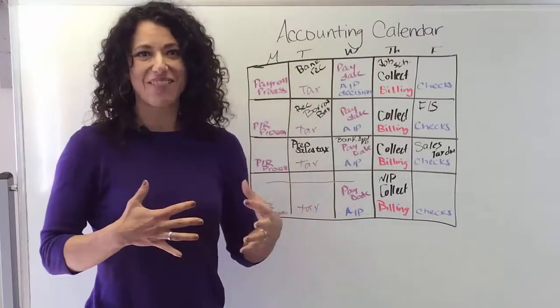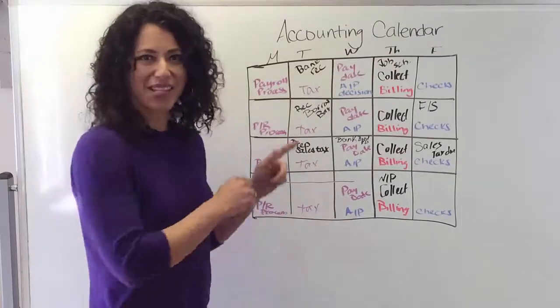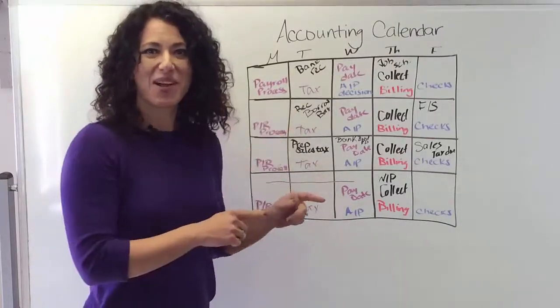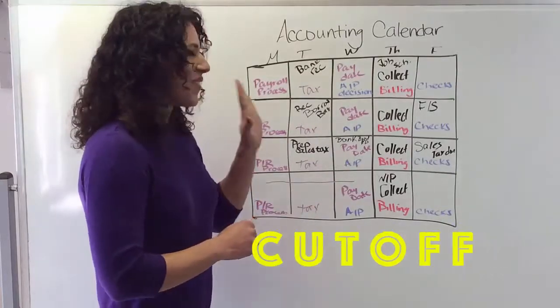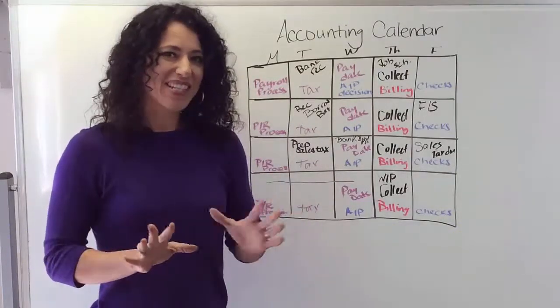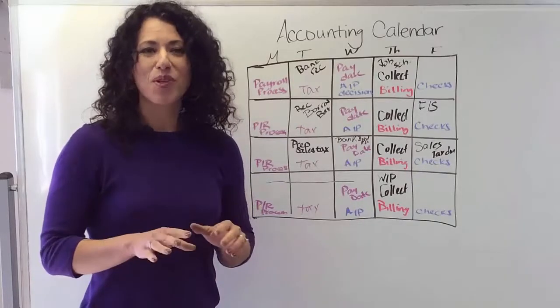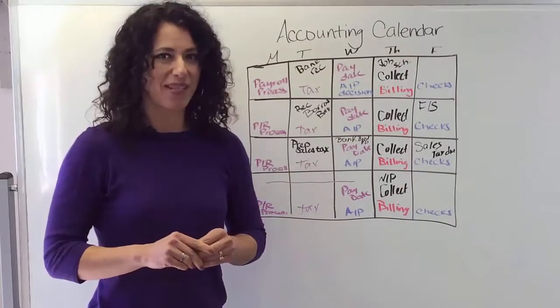And you can see I've made it even busier for you. I've added a bunch more black writing, and so now I'm going to go through it. First thing I want to talk about is cutoff. We didn't talk about that in the last video, and it's important to first establish when that cutoff happens.